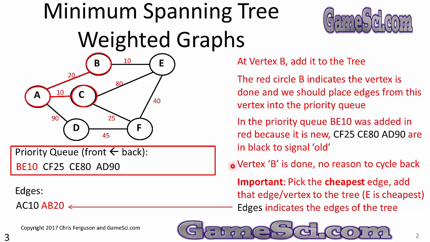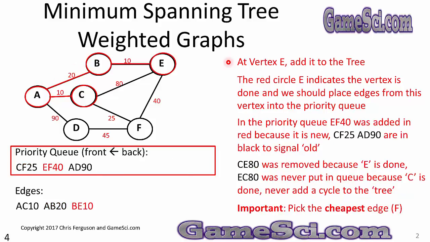There's no reason to cycle back to B. It's important to pick the cheapest edge. Add that edge slash vertex to the tree. E is the cheapest. Edges indicates the edges of the tree. Here is a list of edges that were added to make up the tree. AC10, this edge right here, and AB20 are the current edges in the tree.